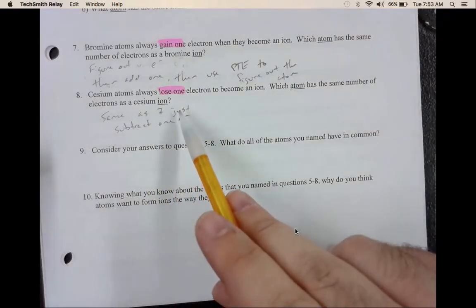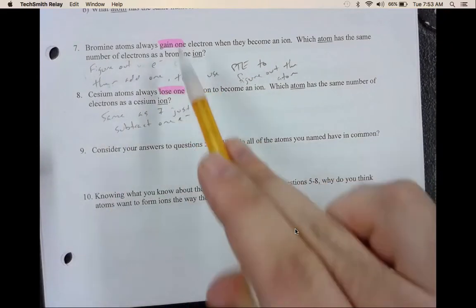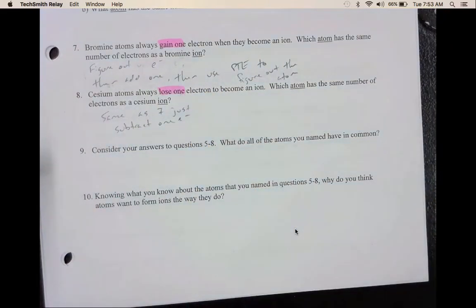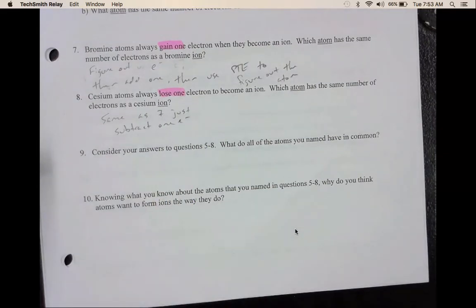Question 8 is the same, just this time we're using cesium instead of bromine, and instead of gaining 1 electron, we're losing 1. So you do the same thing, figure out the electrons. This time we subtract 1 electron. We know protons equal electrons, so electrons equal the atomic number. So then we can use the periodic table to find out which atom it is.